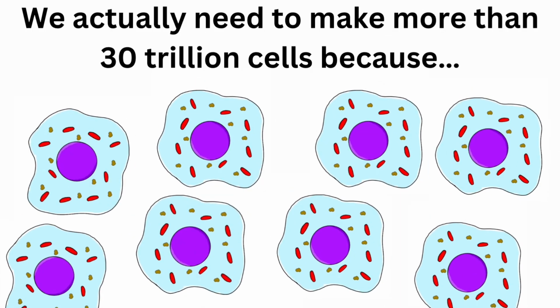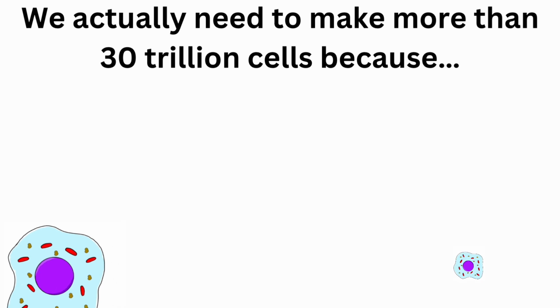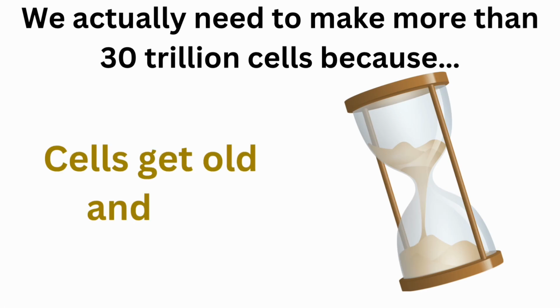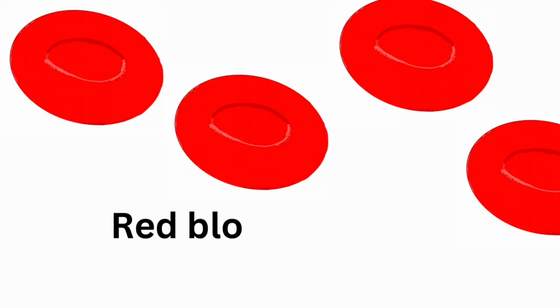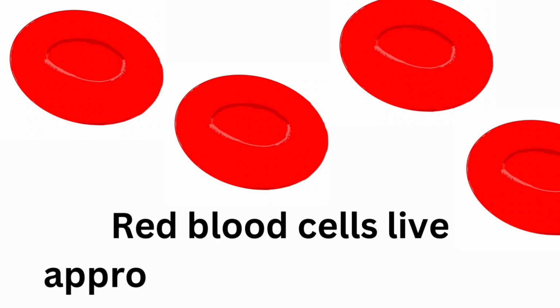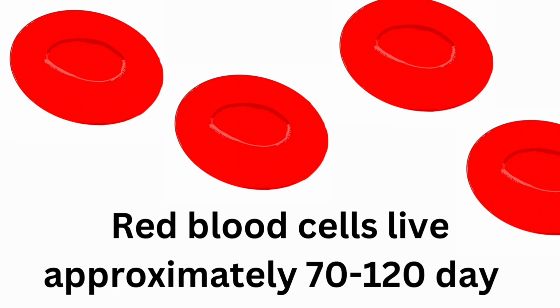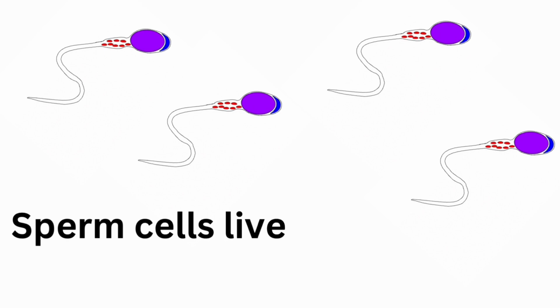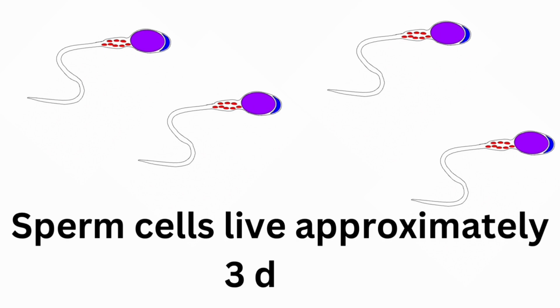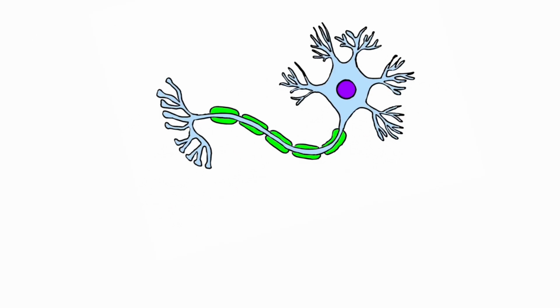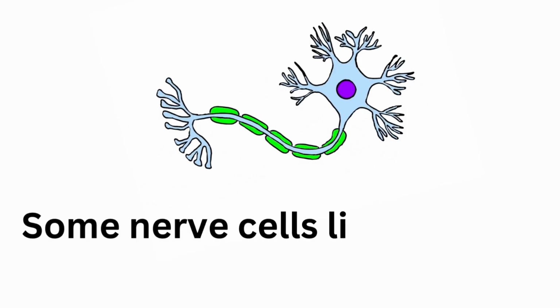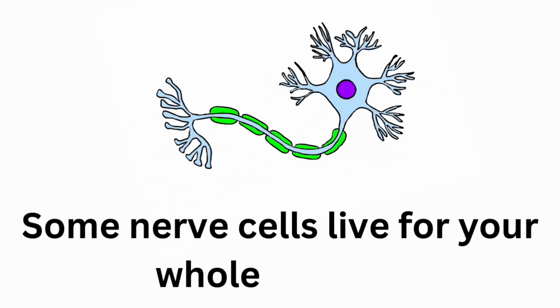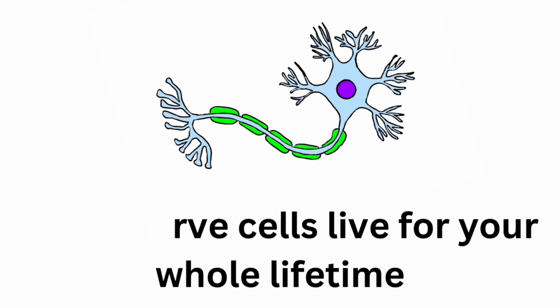And your body actually needs to make more than 30 trillion cells. One reason why you need to make more cells is because cells get old and die, so you won't have all of your cells for all of your lifetime. A red blood cell, for example, can live for about 70 to 120 days, so your body keeps needing to make new red blood cells. Sperm cells have a much shorter lifespan, and one resource I looked at suggested that they live only about 3 days. But there are some cells in your body that live much longer. For example, some of your nerve cells in your brain might live for your whole lifetime.